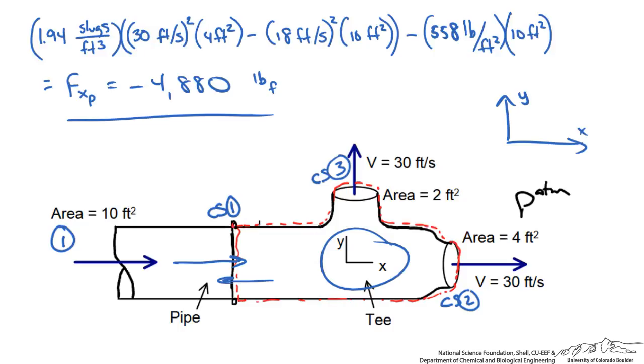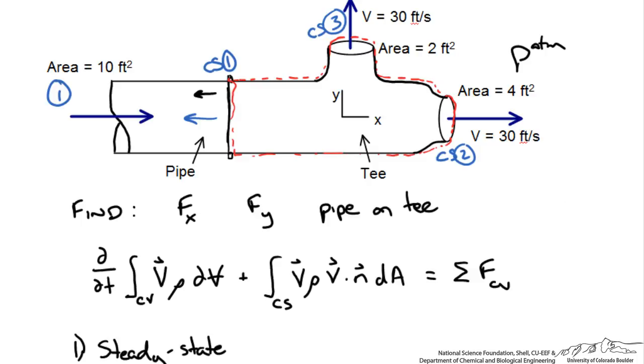Now let's work through the y component of the force. For the y component of the force exerted by the pipe on the T, we use the y component of the linear momentum equation, which is pretty straightforward. We look back at our diagram, and the only component we have moving in the y direction is at control surface 3. So the force in the y direction is going to be equal to the momentum leaving the system, and we don't have any pressure force in the y direction because at control surface 3 it's atmosphere, and there's no pressure acting against this control volume in the y direction.